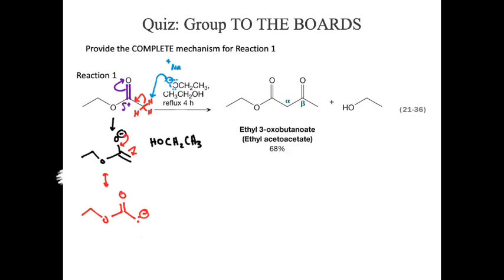Which of those two resonance structures is our reactive one? The red one with the nucleophilic carbon. I need to neutralize that negative carbon. Okay? Here's the next part that makes the Claisen difficult, just like the aldol difficult. How do I stabilize that negative carbon?